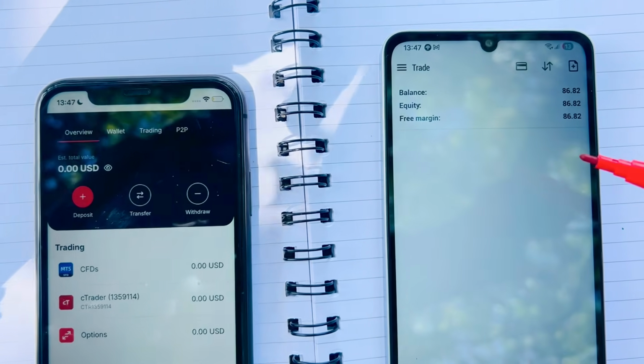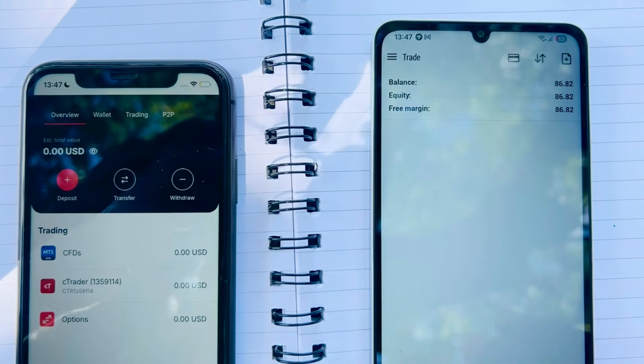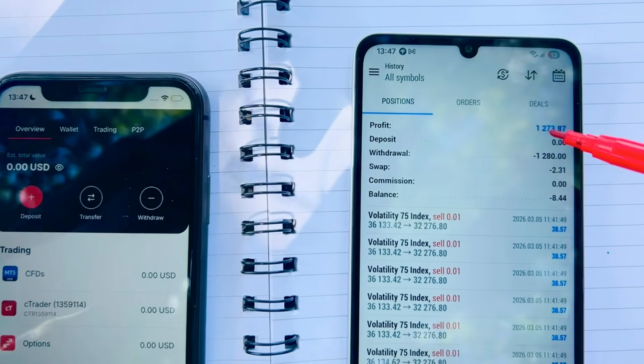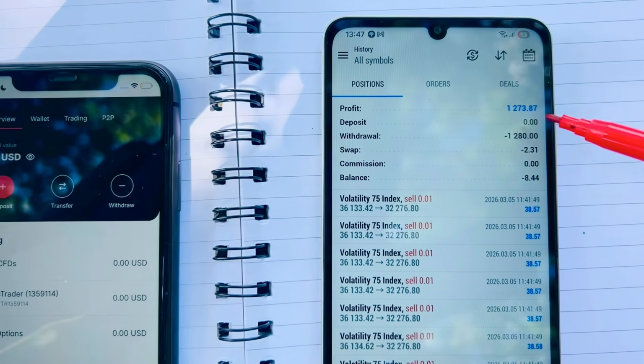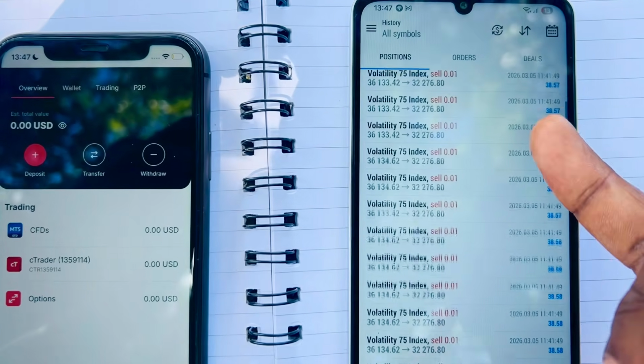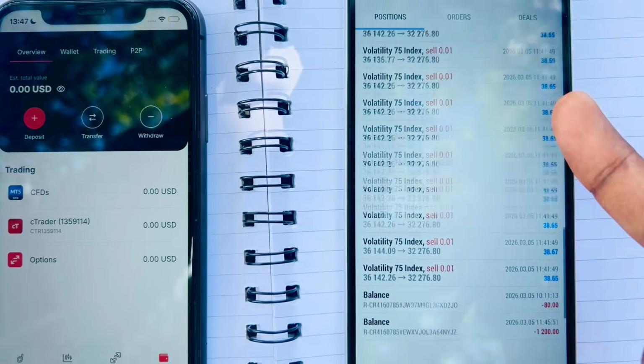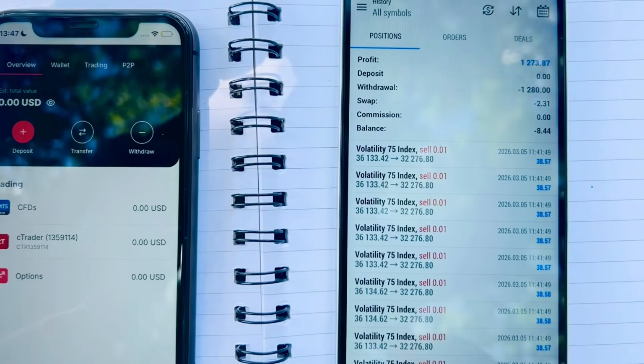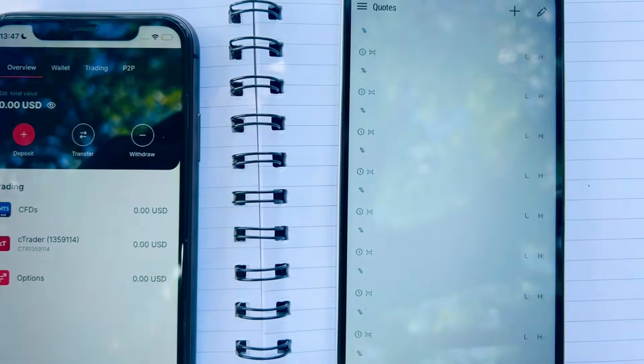All right. We've managed to make a withdrawal on this account. So we can go to history. And this is the amount of money that we've managed to withdraw on this account. Okay. These are the trades that we took on this account. Okay. Anyway, what is this?